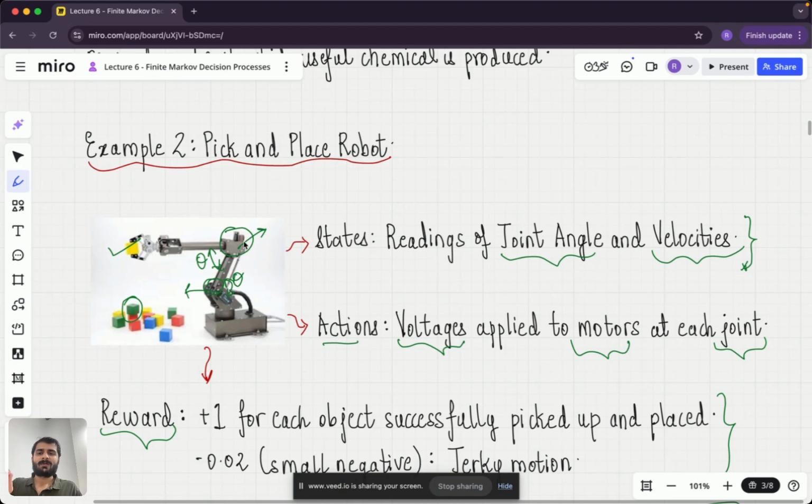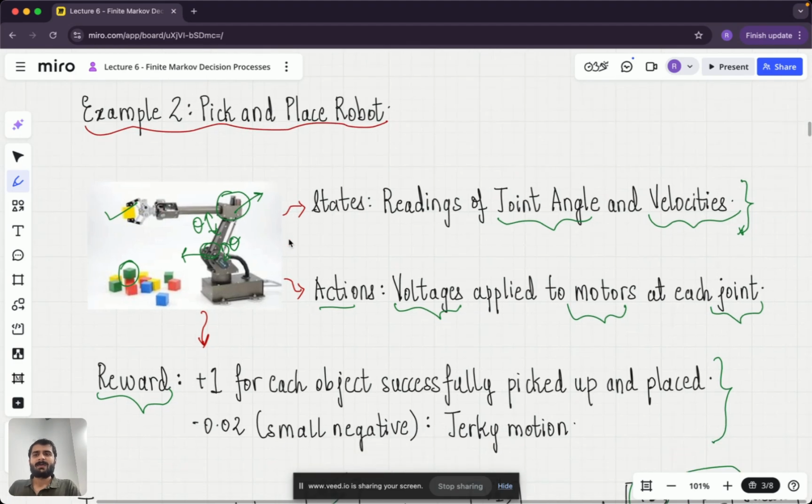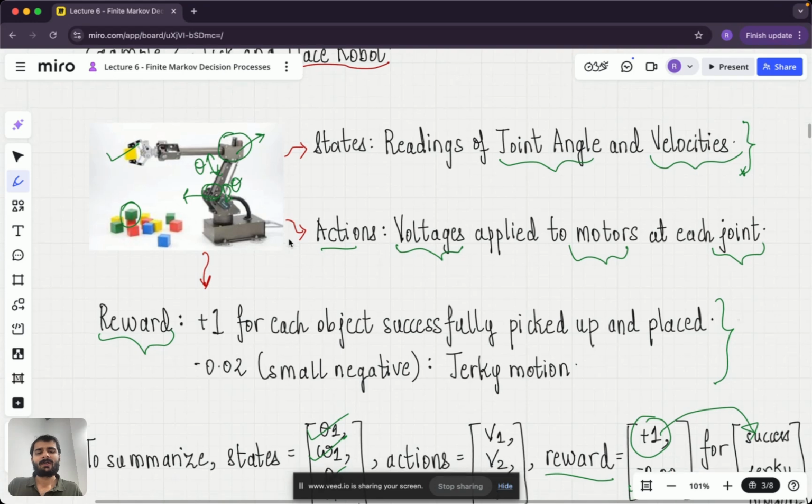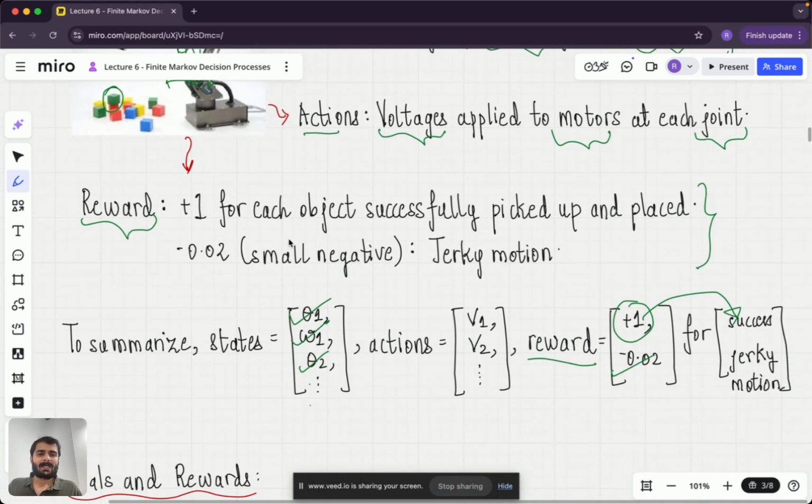And because of these motors, these arms are moving, and the robot has a degree of freedom which allows it to pick the objects and place them in a position. So the states are the readings of the joint angles and velocities, and the actions are the voltages which are applied to every motor at each joint. And the reward is +1 for all the objects picked up and placed, and a very small negative reward to avoid jerky motion. And again, this can be summarized in terms of these vectors.